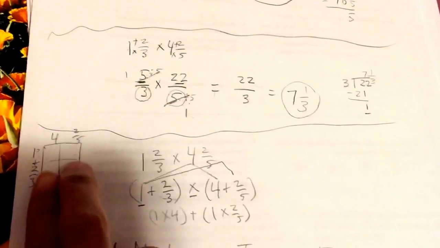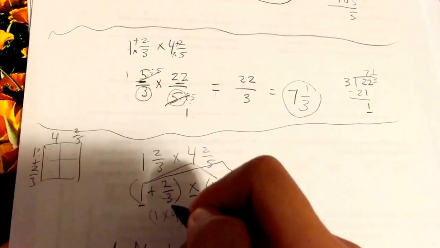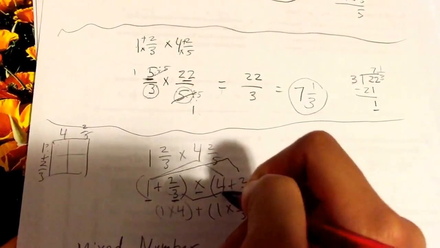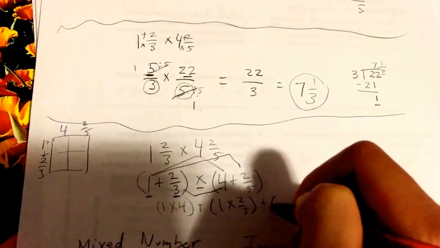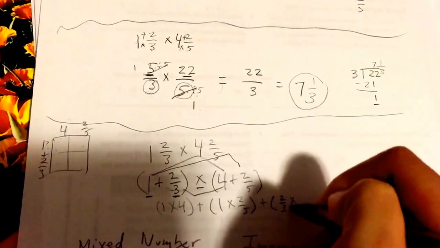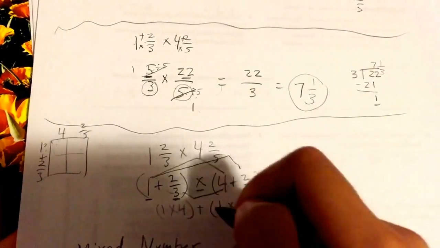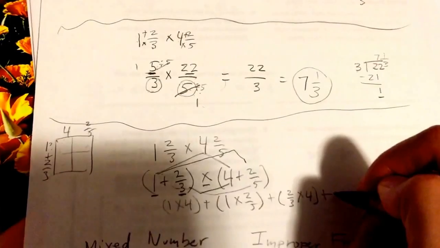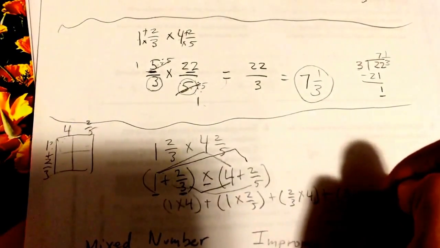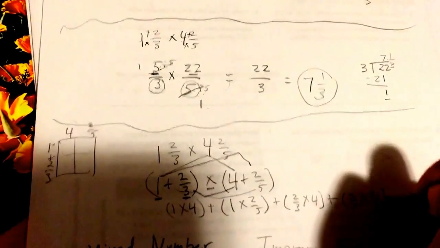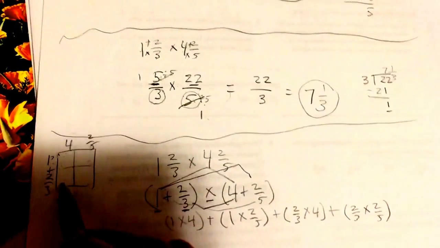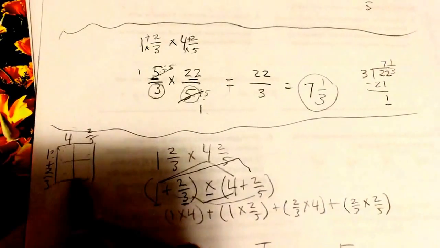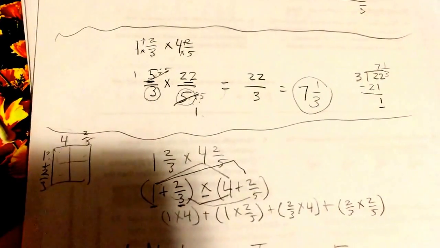Now don't forget, you have that bottom row too. That bottom row is this one right here. Then you're going to take your second one and multiply it by the first number. So you're going to take 2/3 and multiply it by 4. And then you're going to take this number and multiply it by the second number. 2/3 times the 2/5. 2/3 times the 4 and 2/3 times the 2/5. Remember, you add 4 answers.